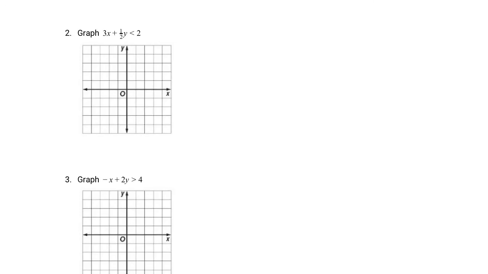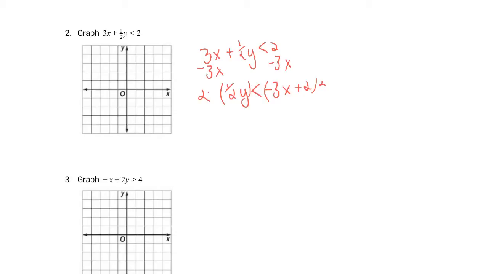You can do it. Okay. So you should have first rewritten this in slope-intercept form. First part, subtract 3x from each side. Got 1/2 y is less than negative 3x plus 2. To get rid of the 1/2, we're going to multiply everything on both sides by 2. So 2 divided by 2 cancels on the left. We're left with y is less than negative 6x plus 4.